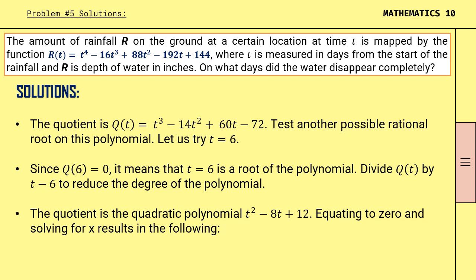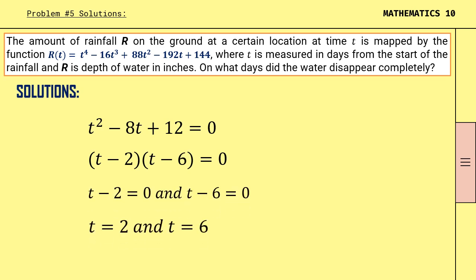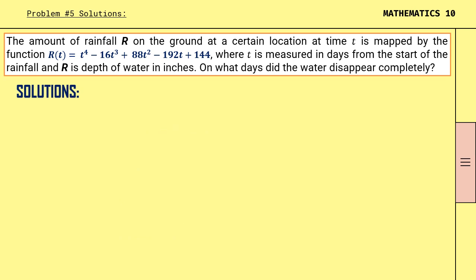So let's check if we can factor this out, the t squared minus 8t plus 12. So definitely, we'll have t squared minus 8t plus 12 equals 0. What do you think are the factors of this trinomial t squared minus 8t plus 12? The factors are t minus 2 and t minus 6. So equating both factors to 0, we're going to have t equal to positive 2 and positive 6.